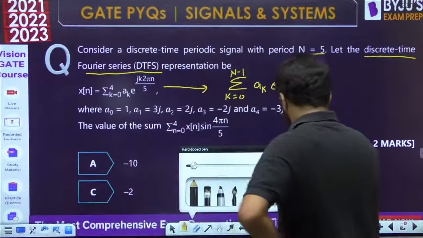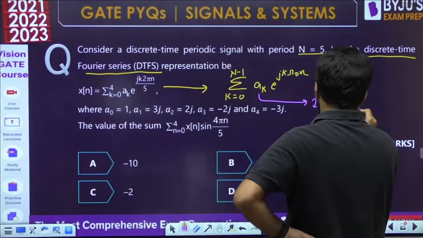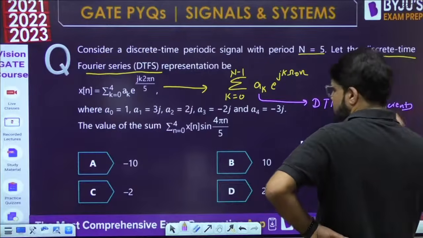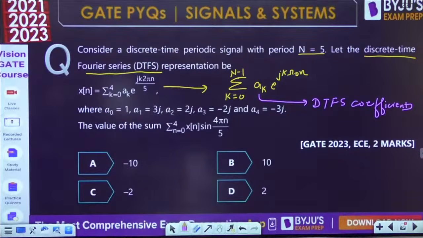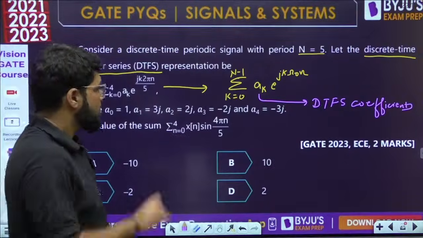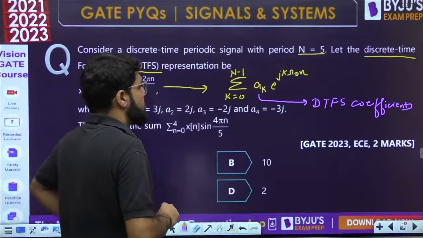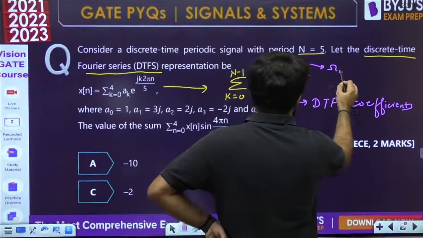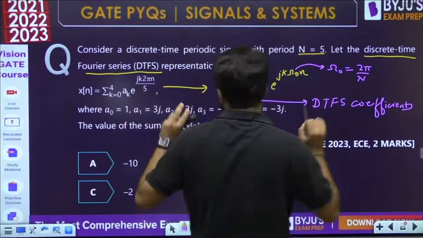Where a_k are known as the discrete time Fourier series coefficients. These are the DTFS coefficients. a_k, and e power jk omega naught n. Omega naught is the fundamental frequency, which is given by 2 pi by N, that is 2 pi by 5.